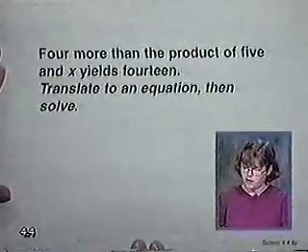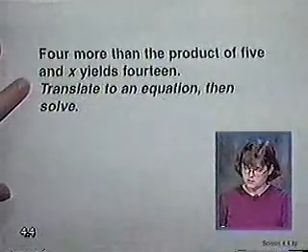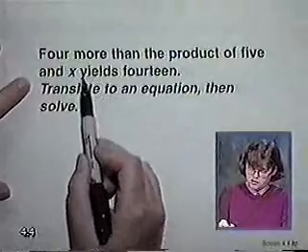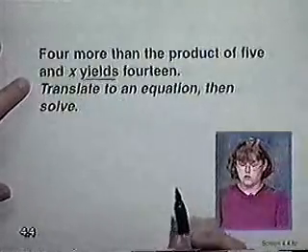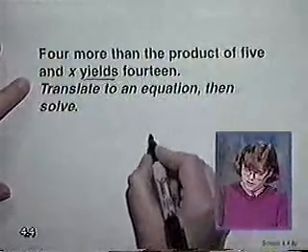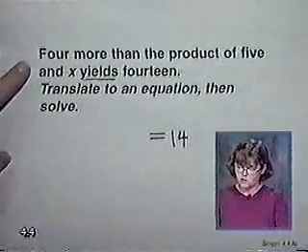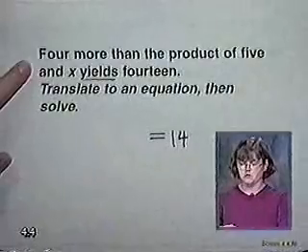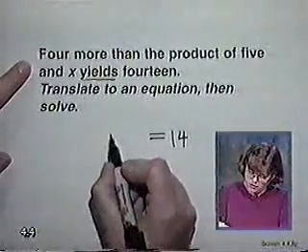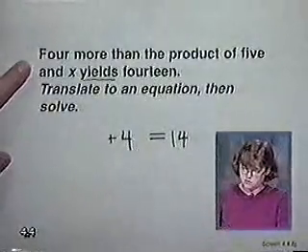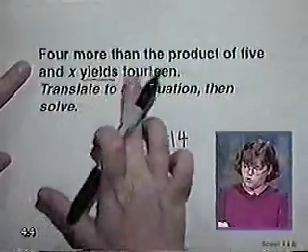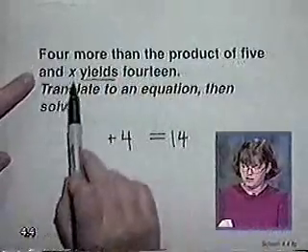4 more than the product of 5 and x yields 14. So the word yields tells us to use an equal sign. So on the right, I have equals 14. On the left, 4 more than tells me addition. So I'll have plus 4. And it's 4 more than the product of 5 and x.